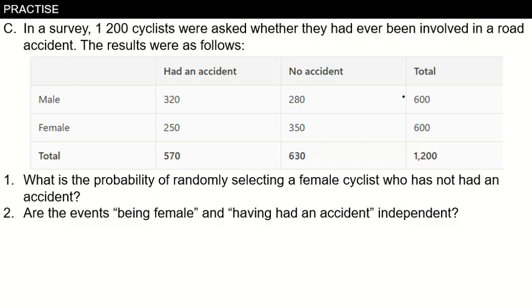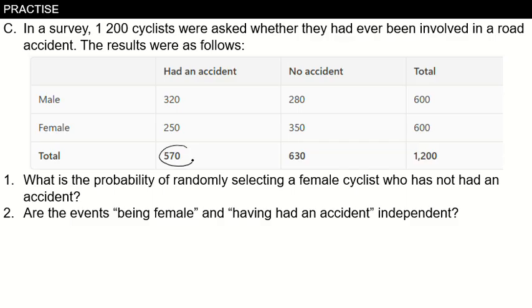So what we read here is the total males that were interviewed is 600. And the total females that were interviewed was 600 as well. So 50-50. We see that if I cross male and had an accident, 320 male cyclists had accidents, and 280 male cyclists had no accident. If we add these two together, you should get 600. The same with the females. If I add these two together again, I need to get 600.